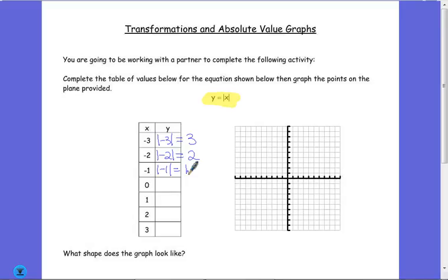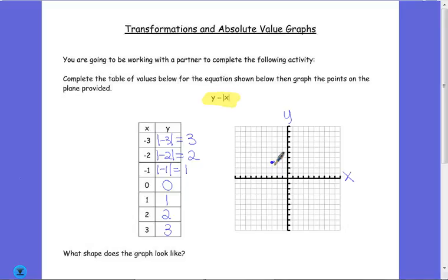Okay, so if you did these correctly, the answer for 0 should have been 0. The answer for 1 should have been 1. 2 should have been 2, and 3 should have been 3. So now we are going to graph these points. So we have -3, +3. So we're going to go, if you remember, this is the x-axis and the y-axis. We're going to go to the left 3 and up 3. 1, 2, 3 to the left, 1, 2, 3 up.